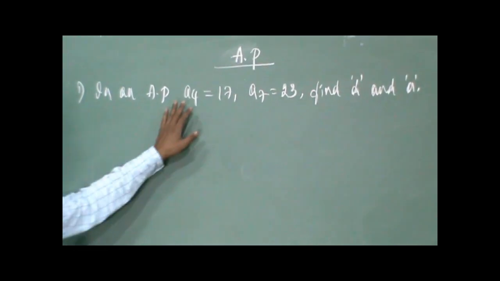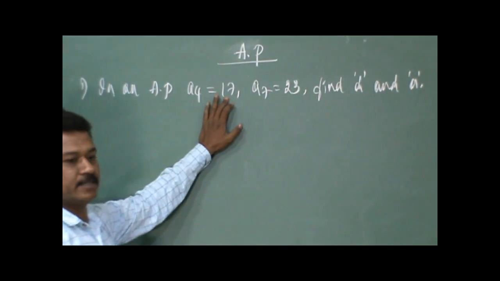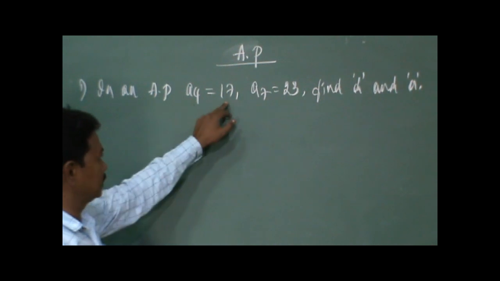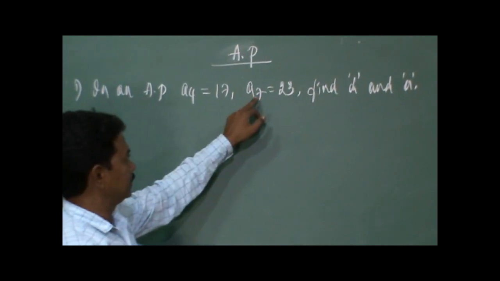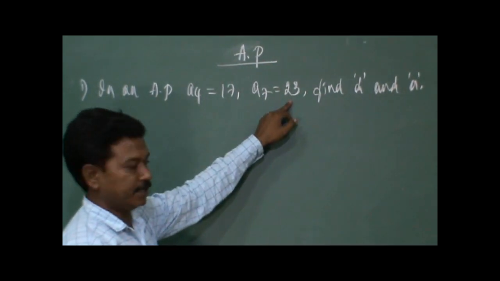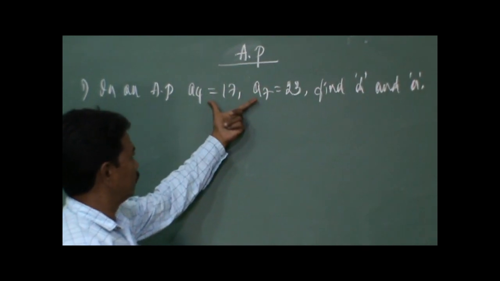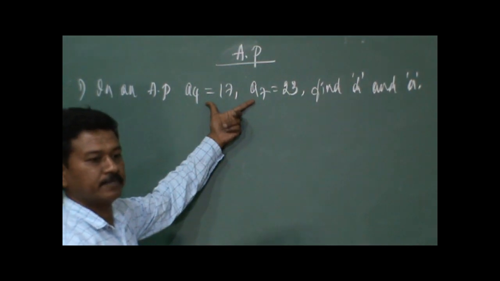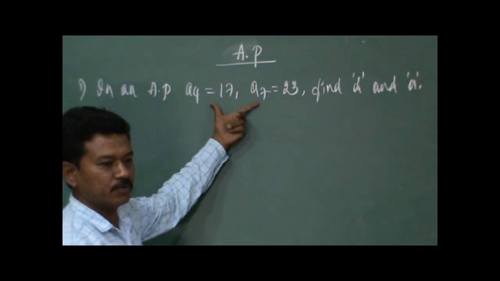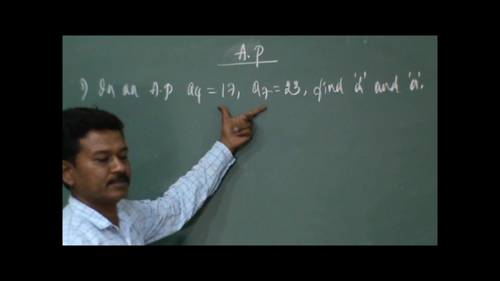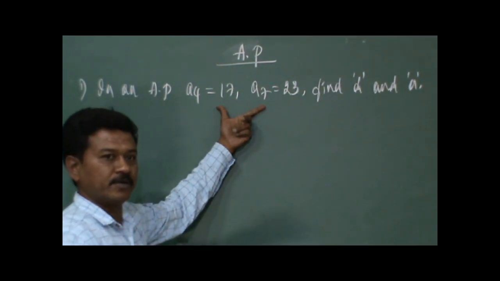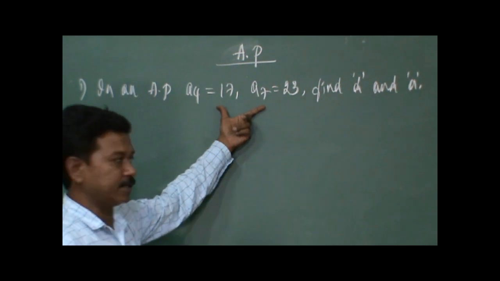In an AP, A4 is 17. The AP is totally unknown to us, but its fourth term value is 17 and its seventh term is 23. Here you can observe that the fourth term and seventh term are not consecutive. They do not come one after the other. So they are entirely two different terms. This is the method to recognize whether you have to apply the formula to find out D or not. This is the way of thinking.